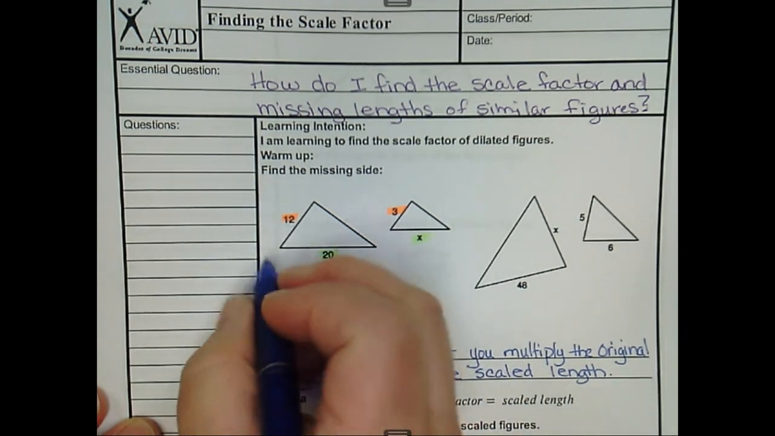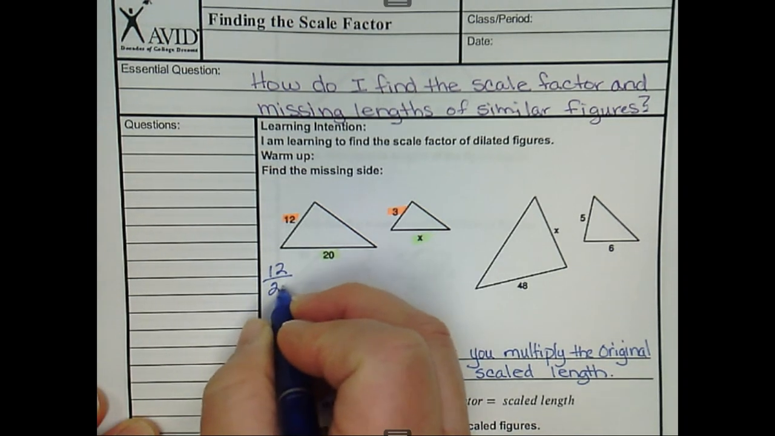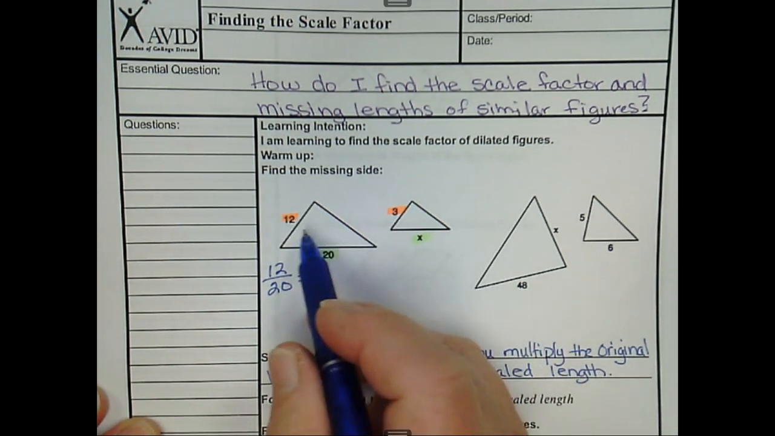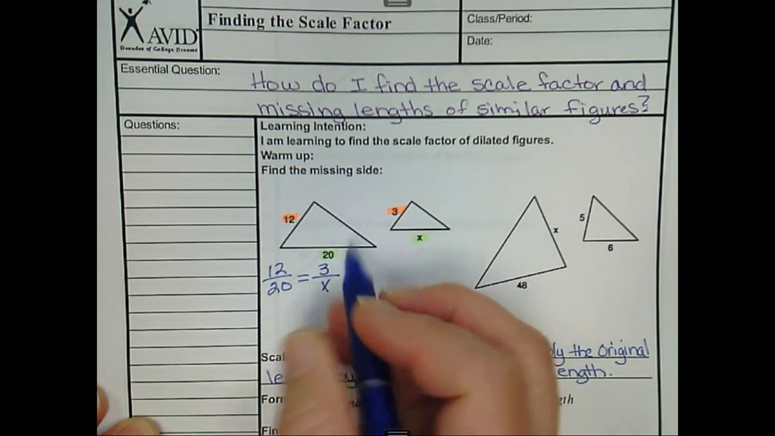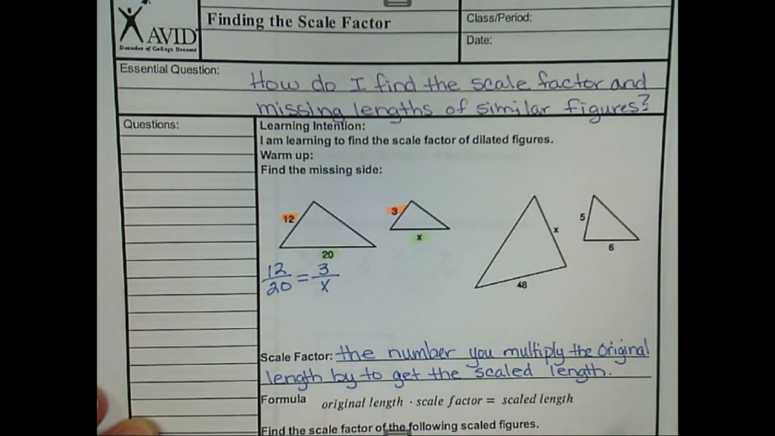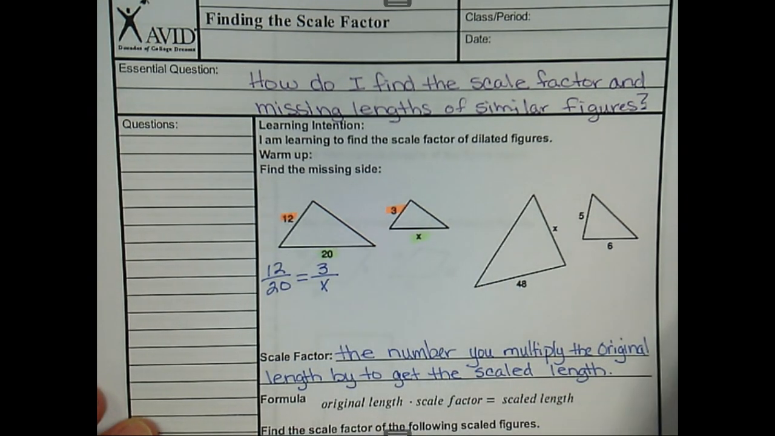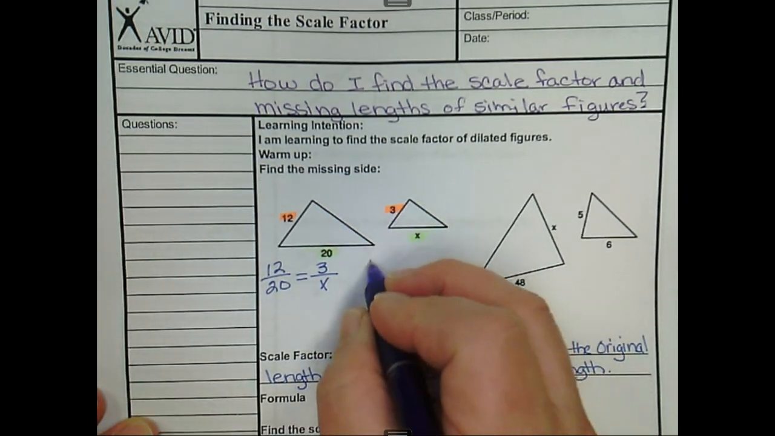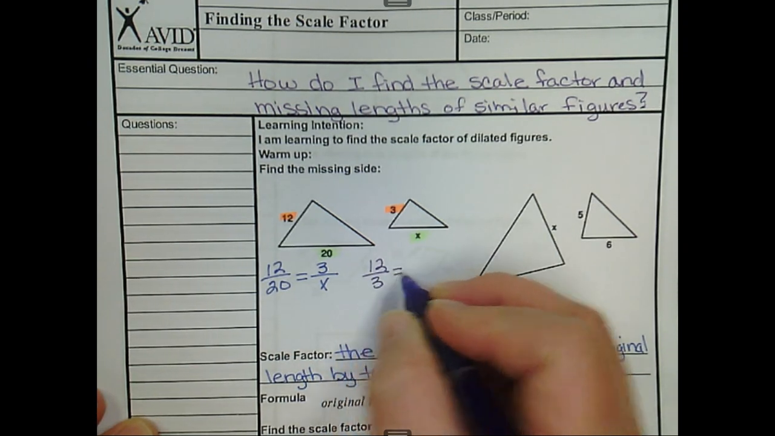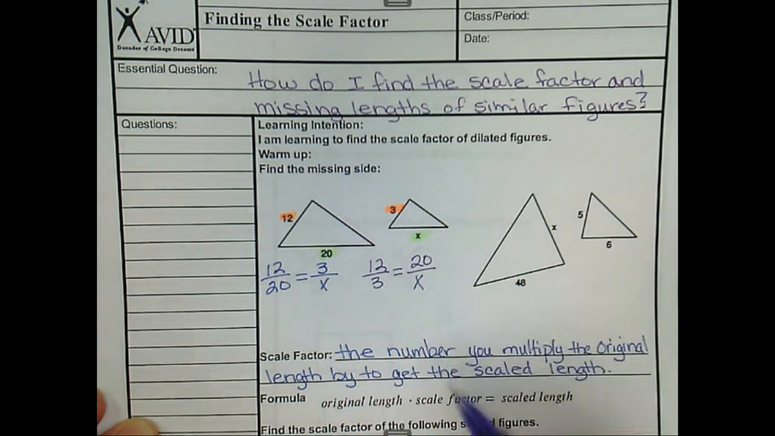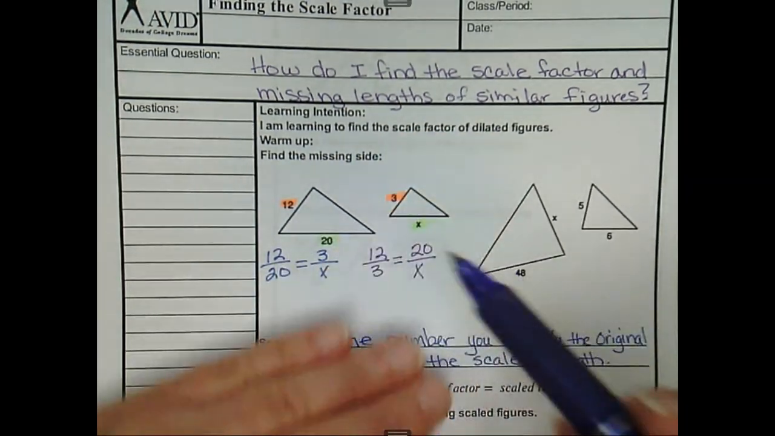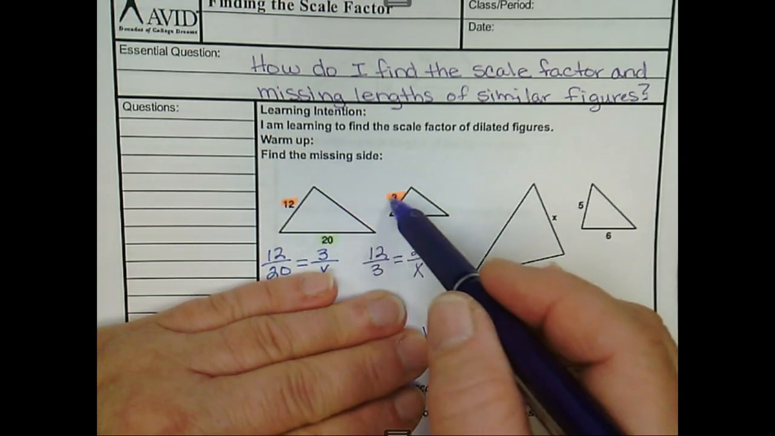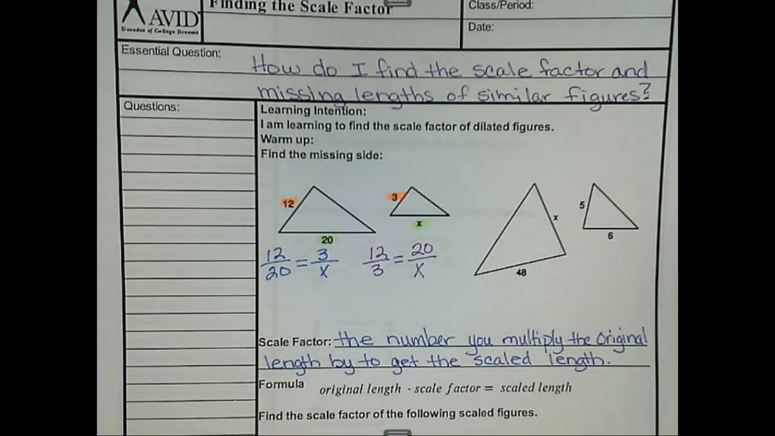I could go 12 over 20. Those are on the same figure. Okay, 12 corresponds to 3, so the 3 must go on top, and the x must go on the bottom because they also correspond. If I want to go from triangle to triangle, 12 over 3 equals 20 over x. Either way you look at it, these two are on the same figure. These two are corresponding pieces, and that's the way you set it up.